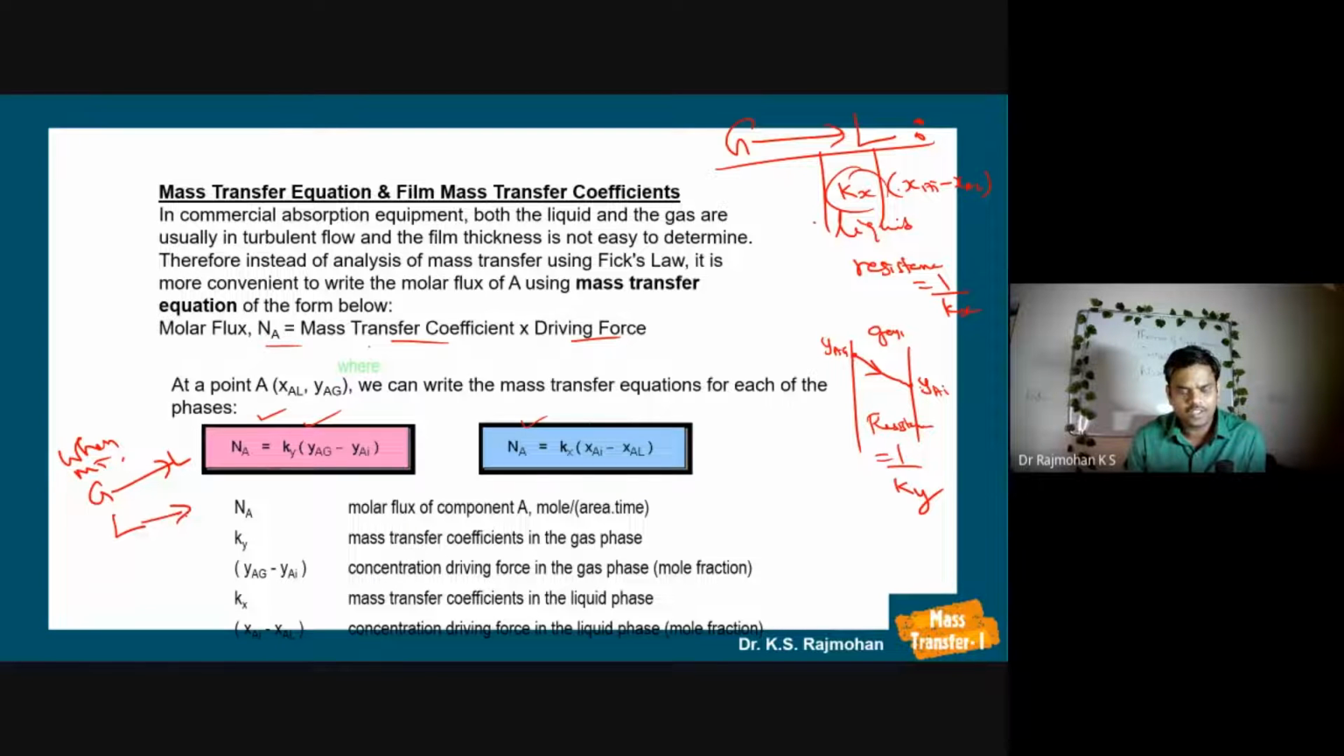How to write if it is taking place from liquid to gas? We have to write NA is equal to Ky into YAI minus YAG, and NA is equal to Kx into XAL minus XAI. So this depends upon direction of mass transfer. Okay, mass transfer direction is important. Higher to lower it will take place.